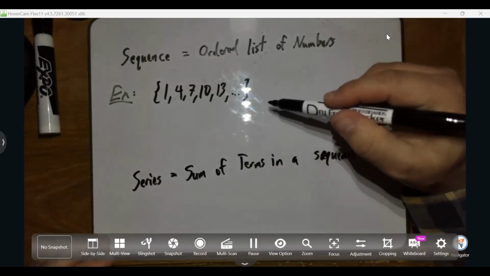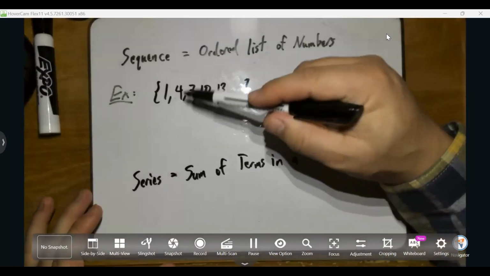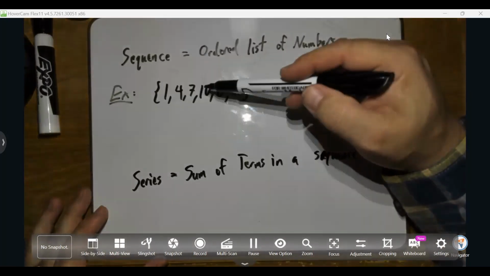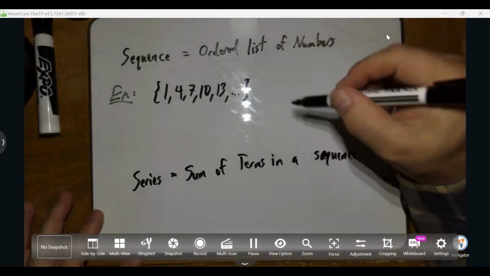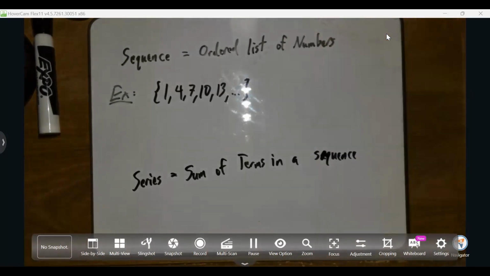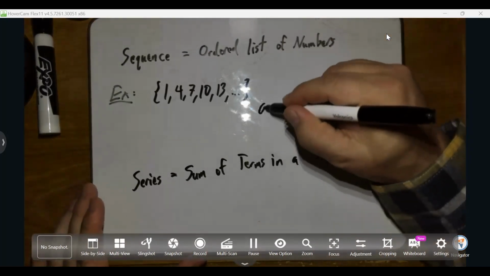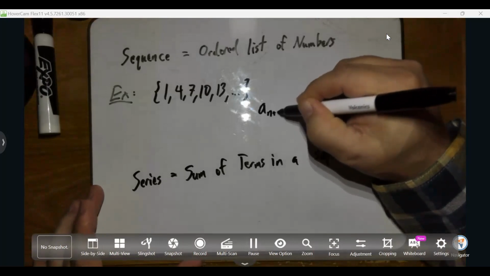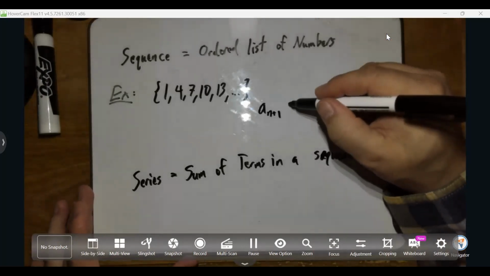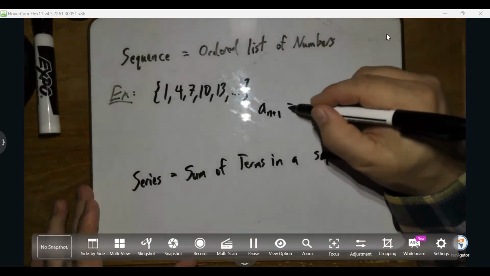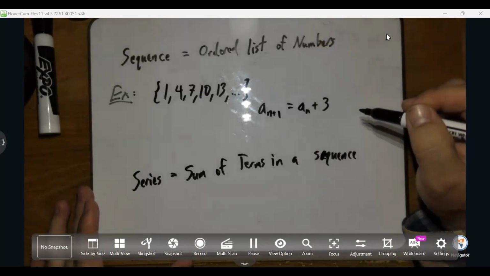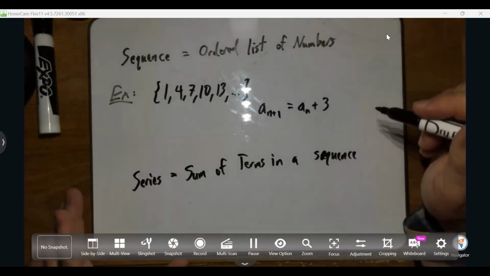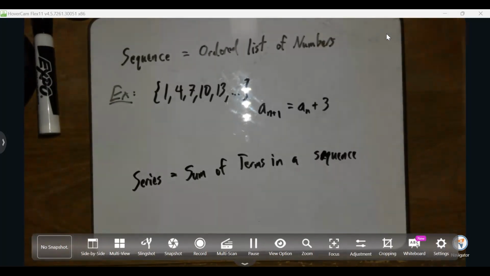A sequence is an ordered list of numbers, right? So we might have, for example, a sequence like 1, 4, 7, 10, 13, and so it goes on forever. And you can see that you get the next number by adding 3. So we can represent this using a recursive relationship where the n plus first term in the sequence is the nth term plus 3.